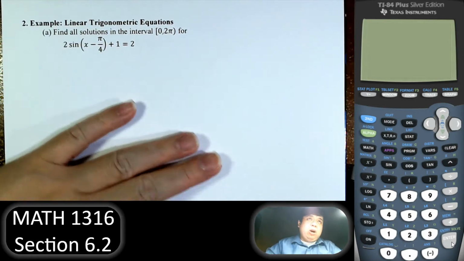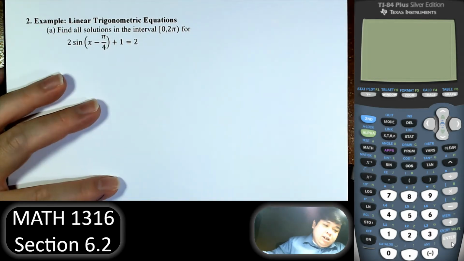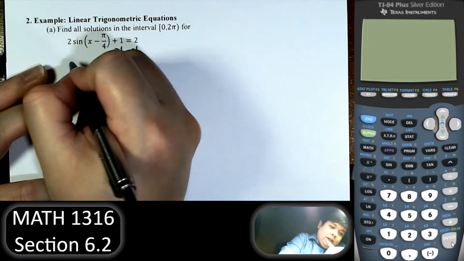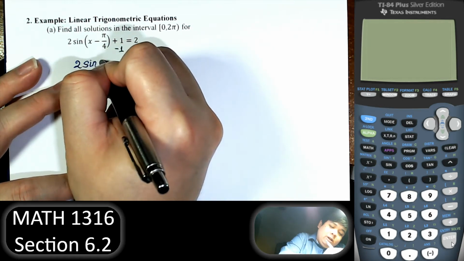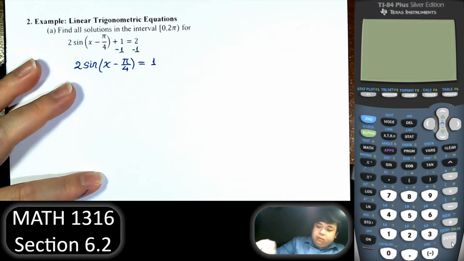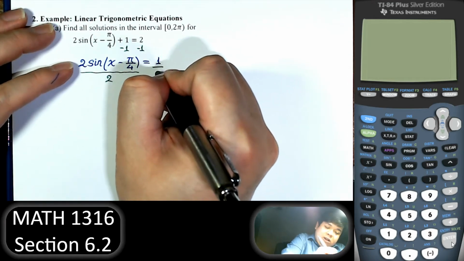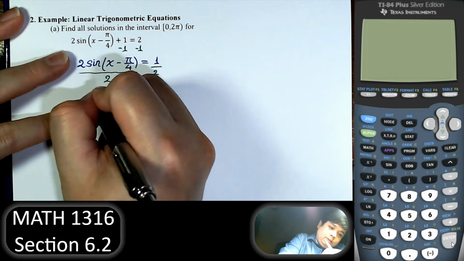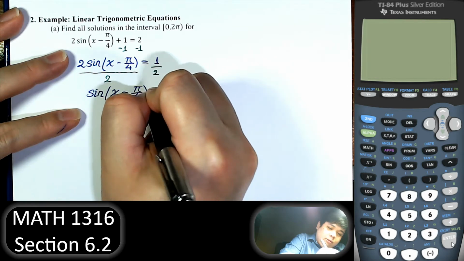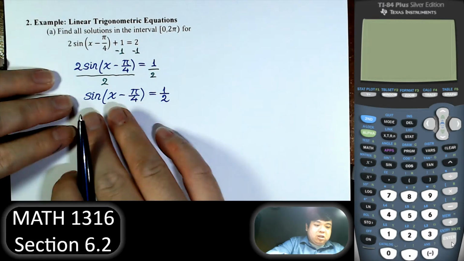Let's look at this equation. The first thing we do here, of course, is try to get the trig function by itself. In that case, I subtract 1 on both sides, and then divide by 2 to get the sine by itself. Now we have the sine equal to something.